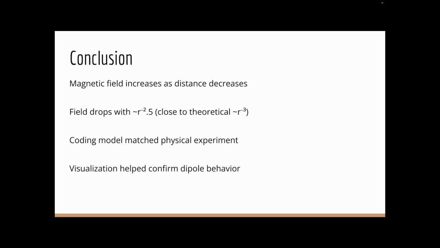In conclusion, I found that the magnetic field increases as I move the sensor closer to the magnet, and the field decreases roughly with the cube of the distance. My coding model visualized the field in 3D and matched experimental values, confirming the accuracy of the dipole field equation.